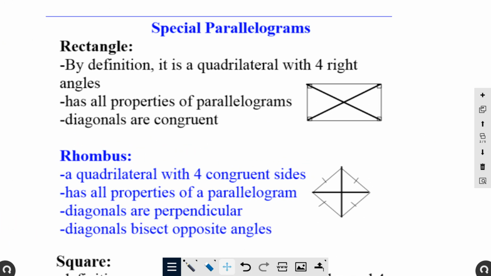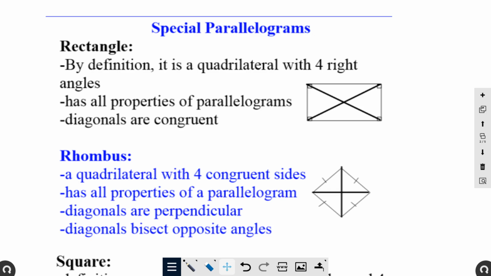As well. By definition, the geometric definition of a rectangle is a quadrilateral with four right angles. As long as you have a four-sided shape and all four angles are right angles, it is considered a rectangle. Now, it has a couple of additional facts to it.